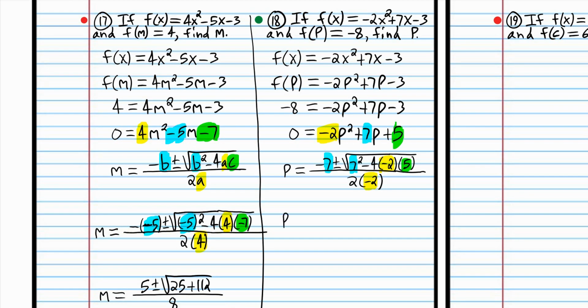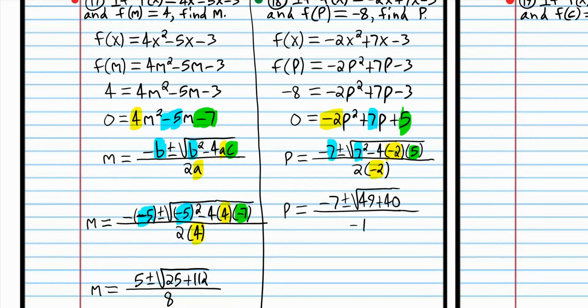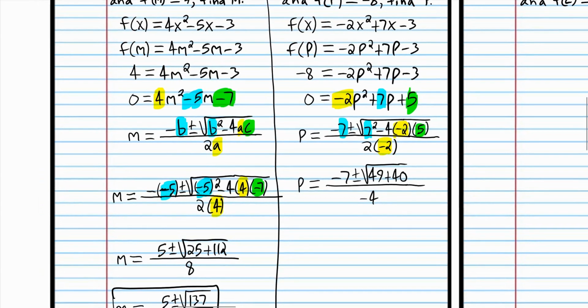Okay, so p is equal to negative 7 plus or minus the square root of 49 plus 40. Negative 4 times negative 2 is 8, and 8 times 5 is 40. And 2 times negative 2 is negative 4. So now p is equal to negative 7 plus or minus the square root of 89 all over negative 4.